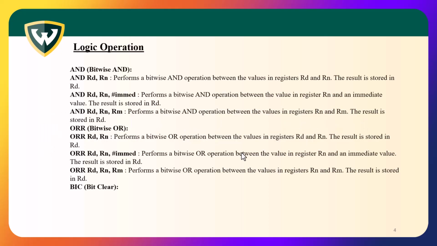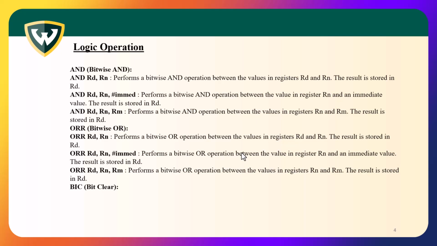So the logic operations that we're going to discuss in today's experiment are the AND operator, OR operator, and bit clear operator. The AND operator performs bitwise AND operations, as we can understand, and stores the values in the register. Here RD and RN are symbolized as registers, but in the real experiment you're going to see the values held in registers like R0, R1, R3, R4.